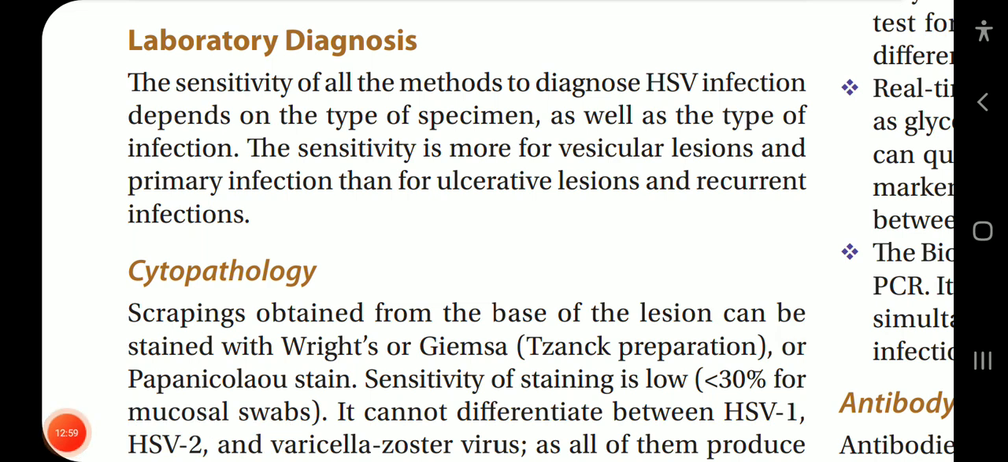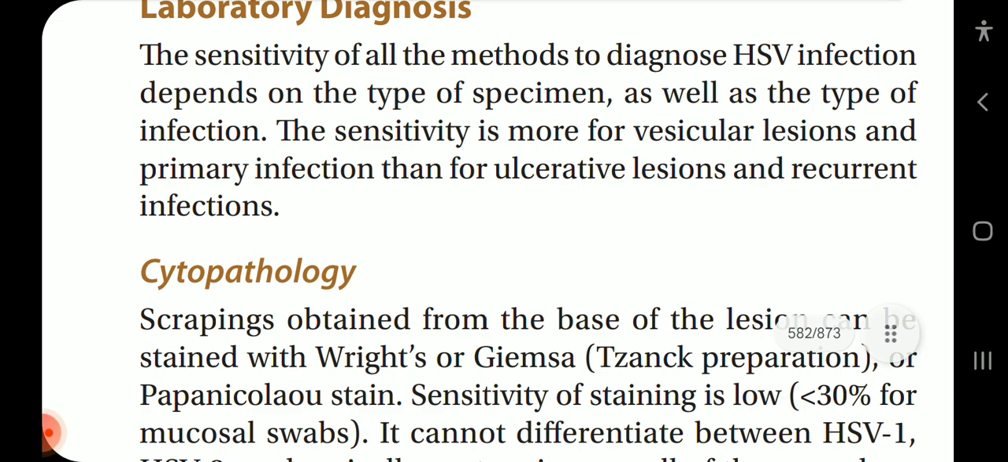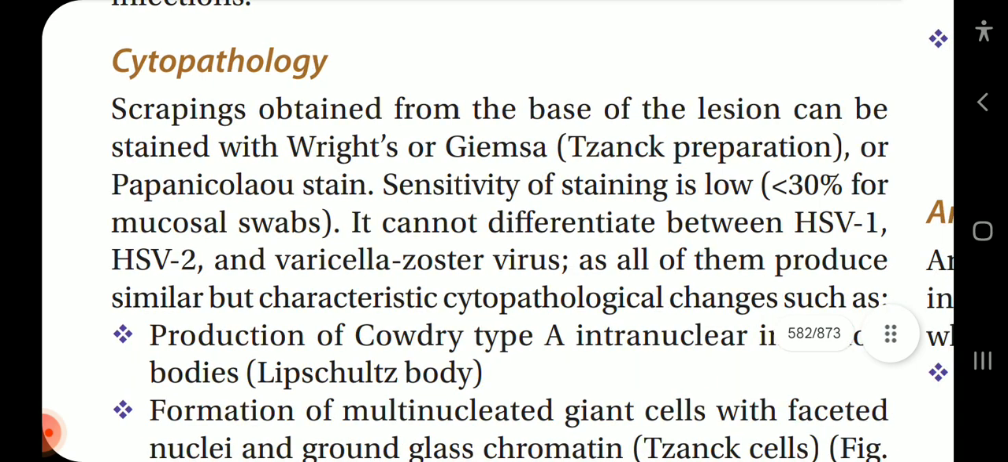Lab diagnosis. The sensitivity of all the methods to diagnose HSV infection depends on the type of specimen as well as the type of infection. The sensitivity is more for vesicular lesions and primary infection than for ulcerative lesions and recurrent infections. Cytopathology: scrapings obtained from the base of the lesion can be stained with Wright's or Giemsa Tzanck preparation or Papanicolaou stain. Sensitivity of staining is low, less than 30% for mucosal swabs.